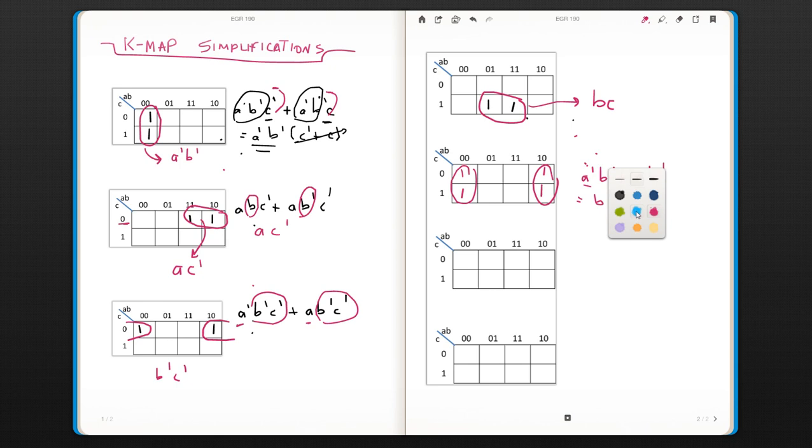Can we see this from the table? Yes. When you circle numbers, you don't have to circle only two, but you can make squares. So you can get these two and these two all together as 1. The larger you circle, the better you will simplify. So when we get these four together, A is changing, B is not changing, and C is changing. So this will give you only B'.